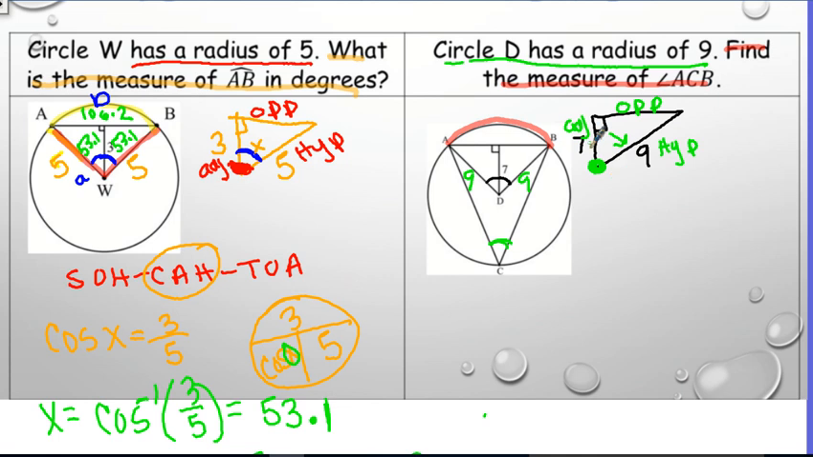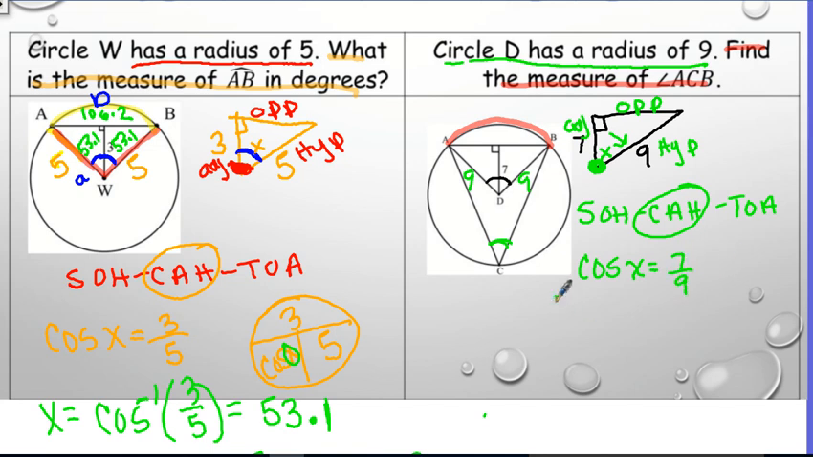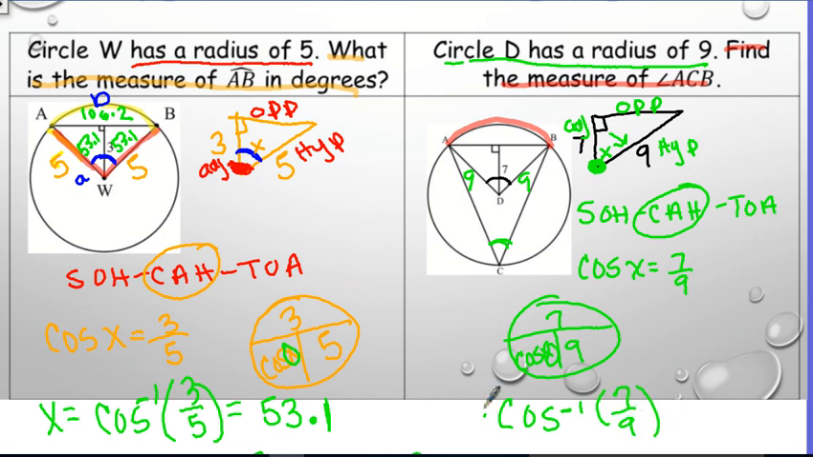Okay, so now I need to look at my SOHCAHTOA. The side that's between the angle I want to find, which is x, and the right angle is going to be cosine. So I'm going to say cosine of x should equal 7 over 9. I'm going to draw my little trig circle. Cosine of x goes here, 7 and 9 go here. You're trying to find that x. So you're going to do cos inverse of 7 over 9 should equal x.